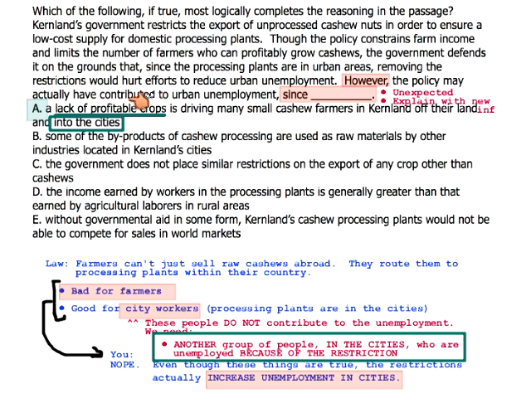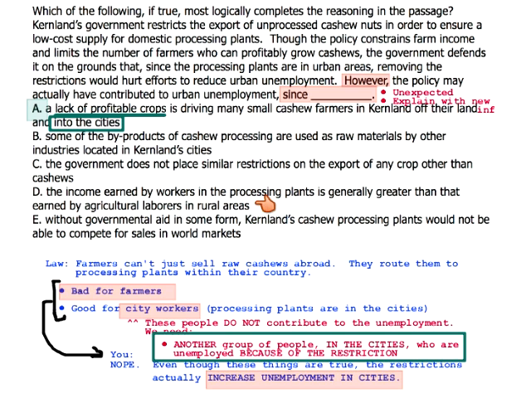But if you take a look at them, this one says that some of the other parts of the nut are used by other industries. That's great, but that doesn't really have to do with these farmers. In fact, this seems like it'll just create more jobs in the cities. So this is backward. We want more unemployment in the cities. This is the opposite of what we want. We don't care about other crops.